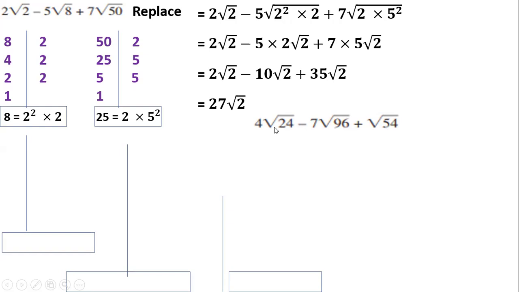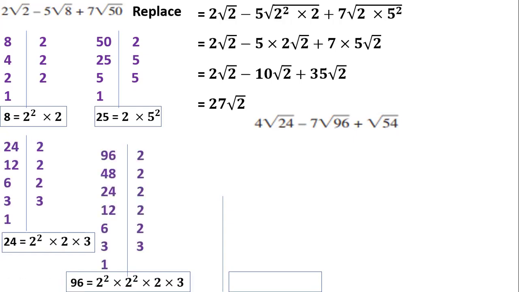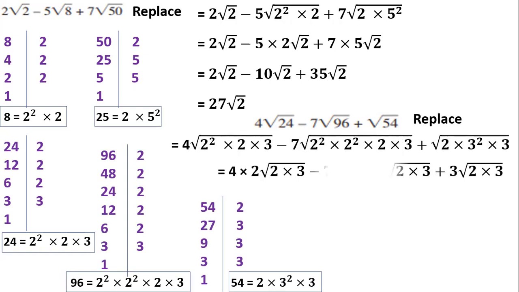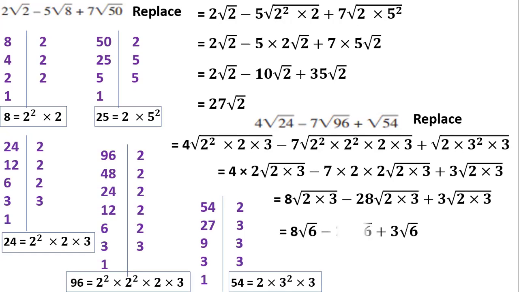Another expression, 4 radical 24 minus 7 radical 96 plus radical 54. We should make 3 prime factorizations. For the number 24, these are the prime factorizations. The number 96, these are the prime factorizations. And the number 54, these are the prime factorizations. Now we replace each prime factorization inside its radical. Then we simplify, we multiply, and now we have the same radicands. We can add or subtract the coefficients. So our answer is negative 17 radical 6.